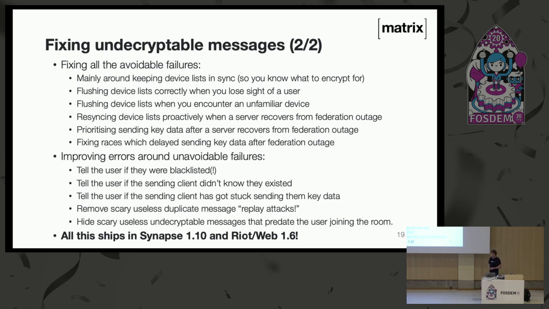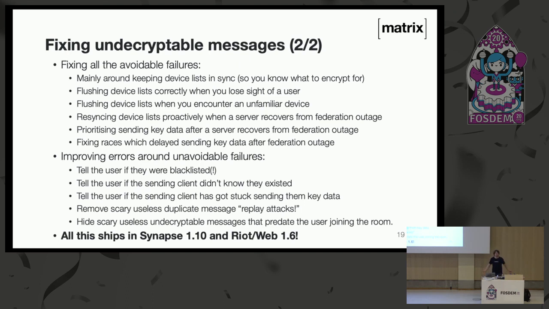We've also improved things a lot around the unavoidable failures. Turns out that one of the most popular reasons for getting an undecryptable message in Matrix is somebody had blacklisted you and you couldn't tell because it was the same, oh, you don't have the keys. And everybody said, oh, Matrix is terrible because I didn't get the keys. Well, it turns out it's because the sender explicitly said, don't send him the keys. So we've now gone and actually put that in the UI.